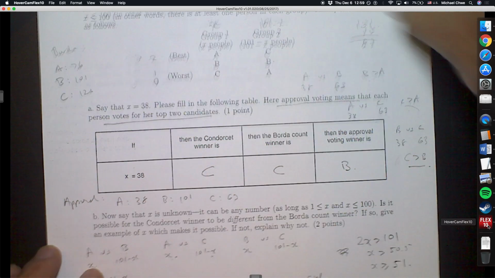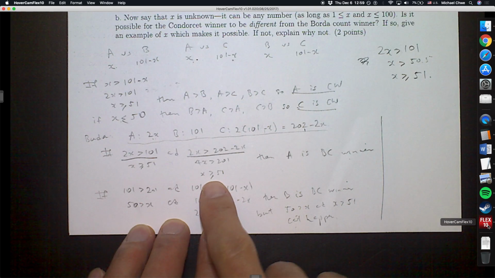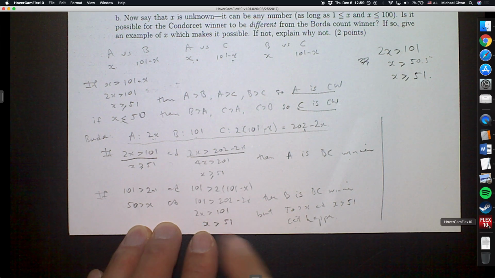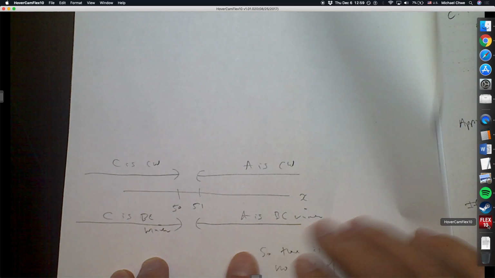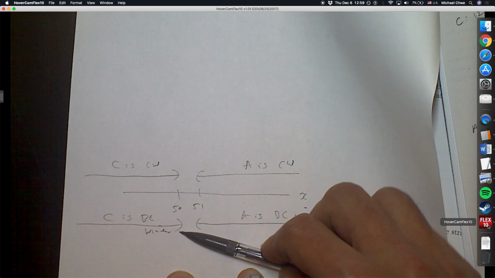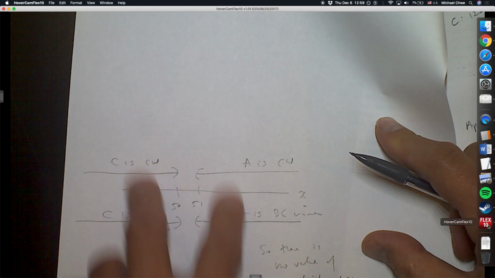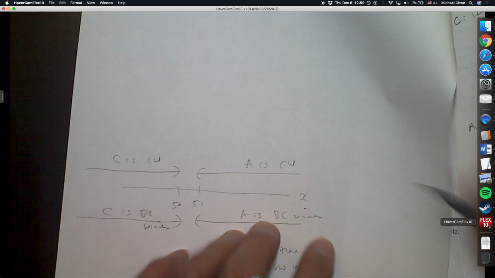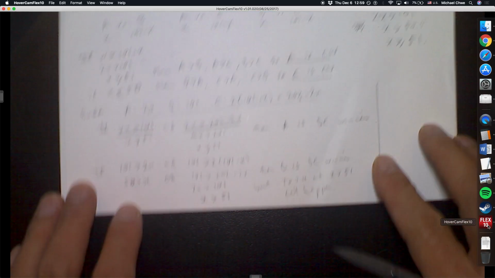If I mathed it away, I found that A is the Borda count winner when X is bigger than or equal to 51, and C is the Borda count winner when X is less than or equal to 50. So I have this over here. Therefore the Condorcet winner and Borda count always coincide. Can you go back to the math on the other page? Sure. This is all on the website too. This is just my mathy way of doing it.